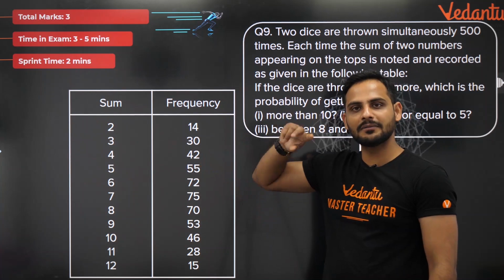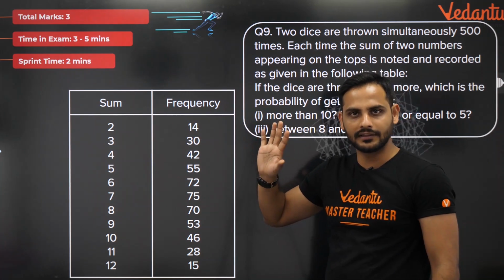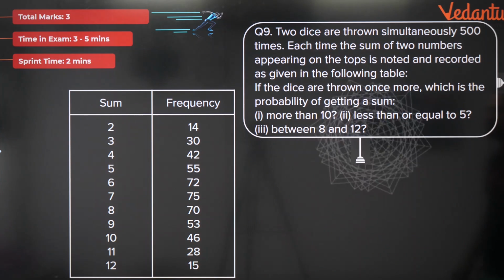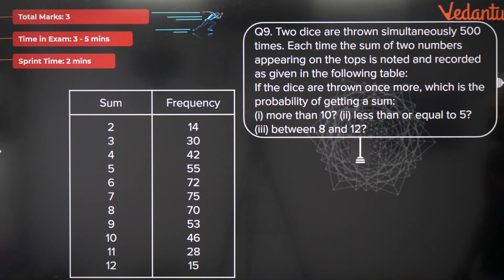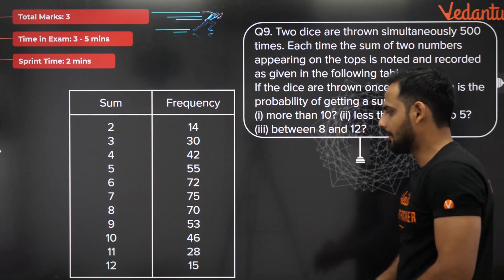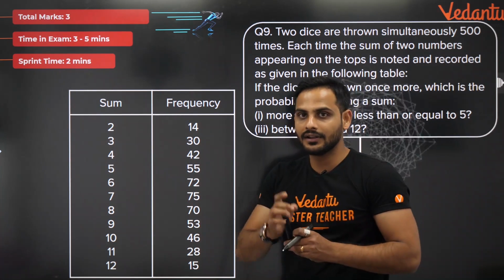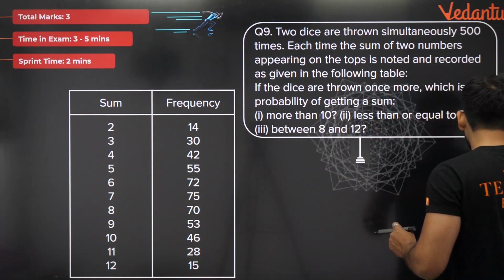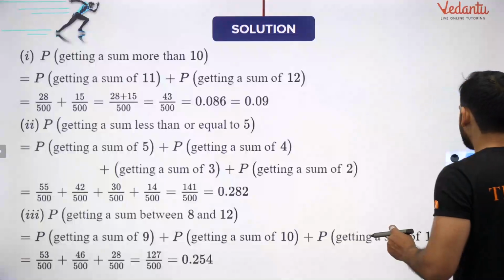Sum as 4 means it can be 1, 3, 3, 1, 2, 2, anything like that. Okay, so these are the values given. Now what they are asking: if the dice are thrown once more, what is the probability of getting a sum more than 10? The sum should be more than 10, so equal to 10 will not be included.